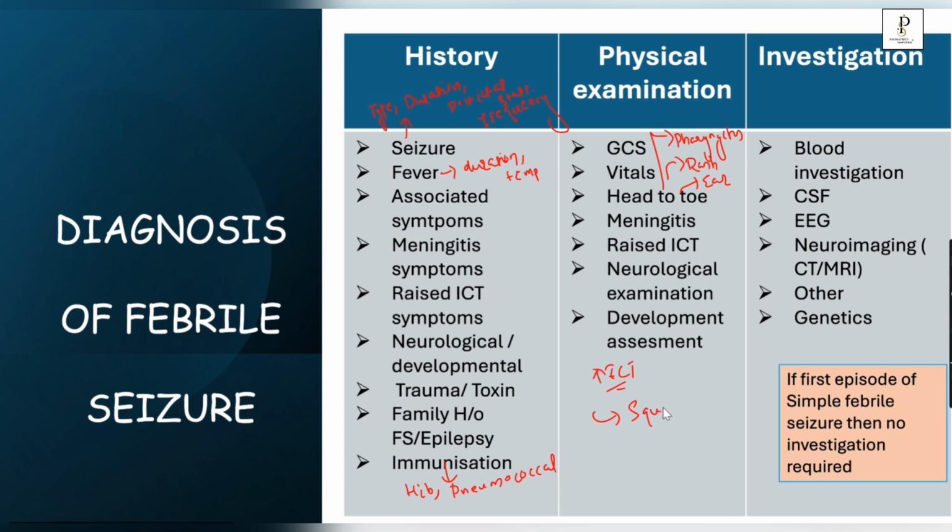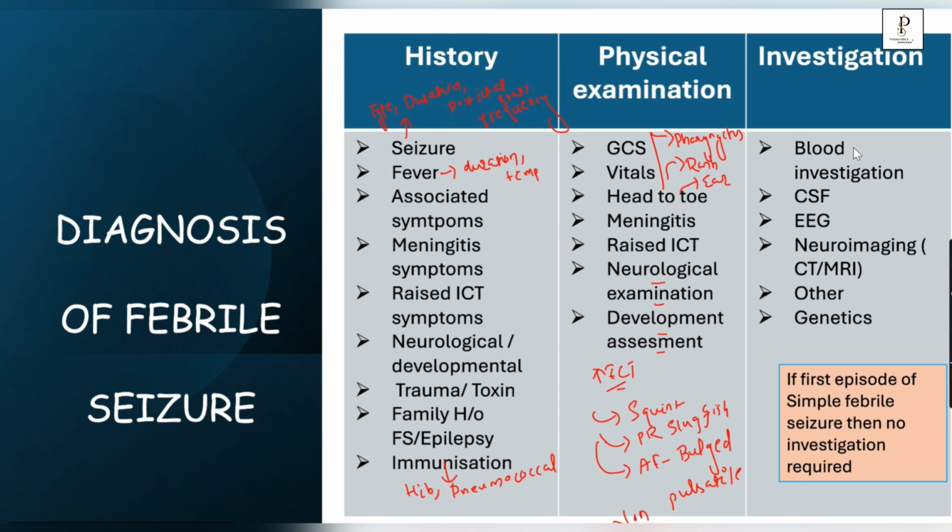In a squint, you should look for pupillary reflex, whether any sluggish pupillary reflex is there. Then if the anterior fontanelle is open in a small child, look at the anterior fontanelle, whether it is bulged, non-pulsatile, etc. Then developmental assessment should be done and neurological examination should be done.